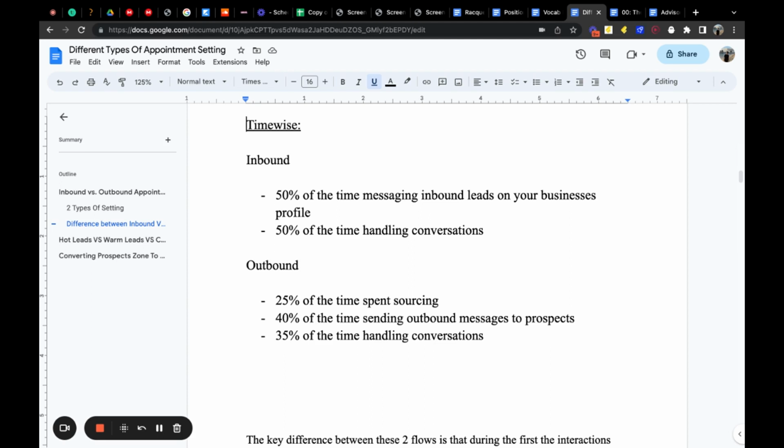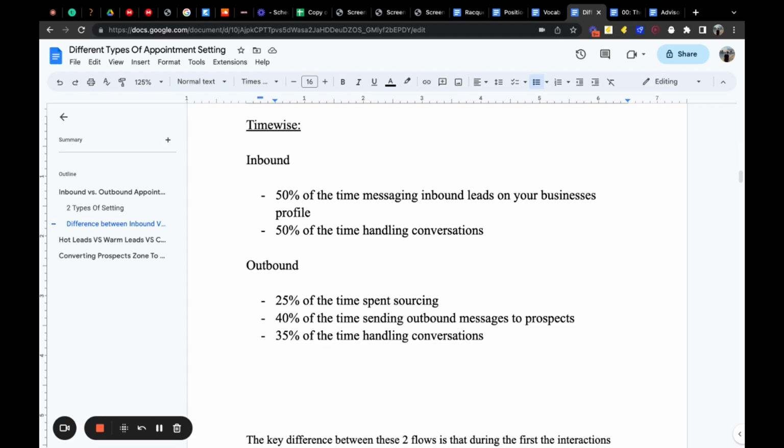With outbound, things are a bit different time-wise. 25% of the time is spent sourcing. 40% of the time is spent sending outbound messages to prospects. And then 35% of the time is handling the actual conversations. The main difference here is that you're going to be spending some time sourcing. Why? Because you need to only message qualified leads.